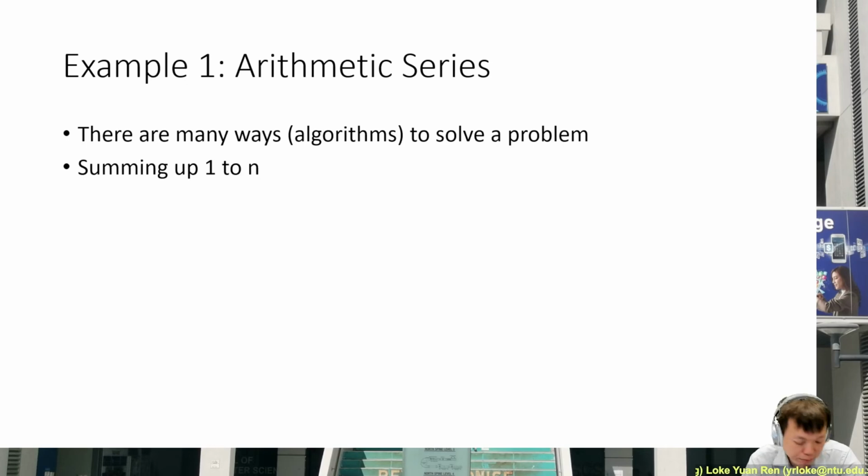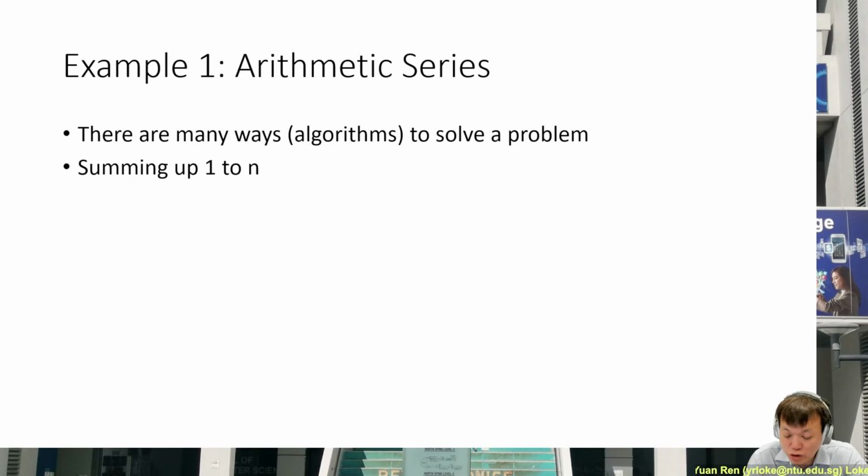So here is a simple example for you. Maybe I want to sum up some numbers from 1 to n. N can be any positive integer. So if n equals 100, that means I want to sum 1 plus 2 plus 3 plus 4 plus 5 up to 100. So how do we solve this problem?